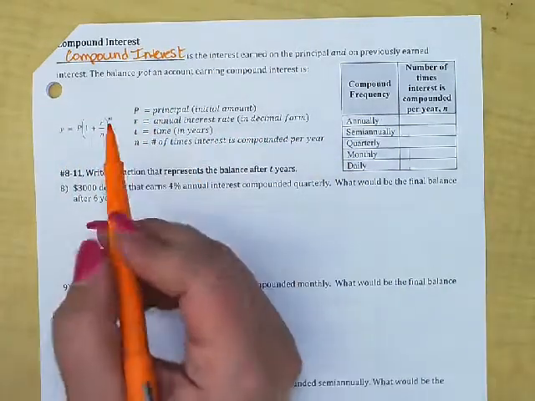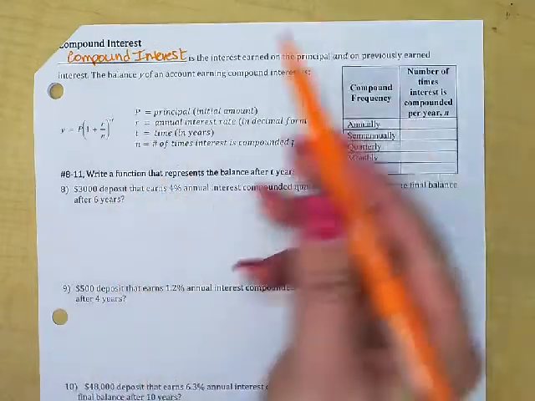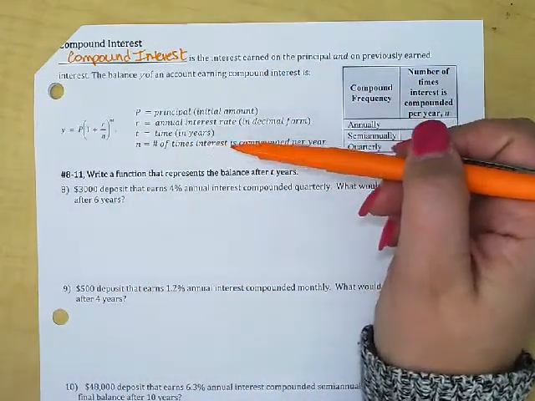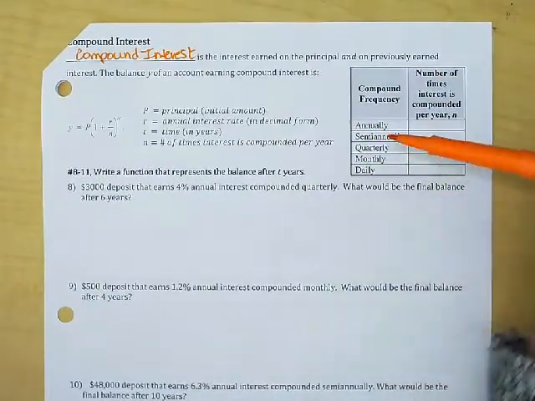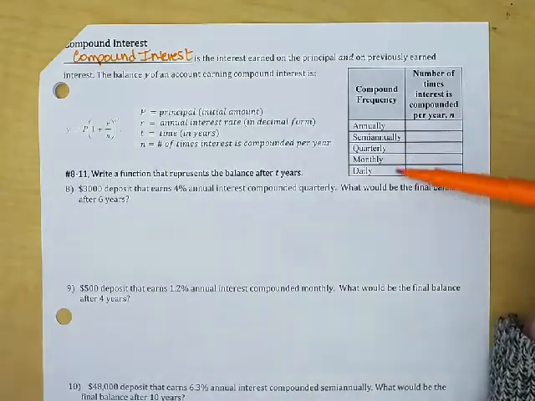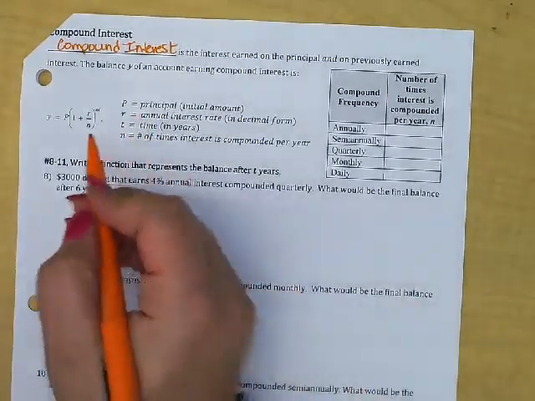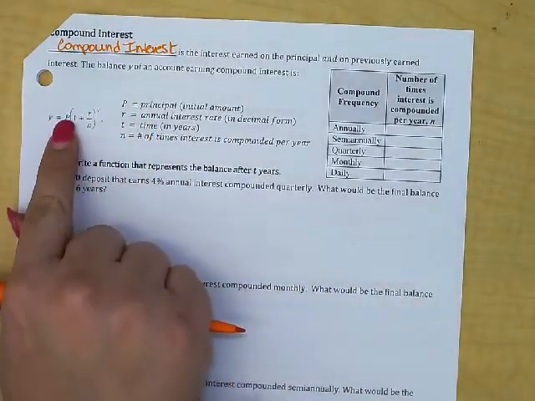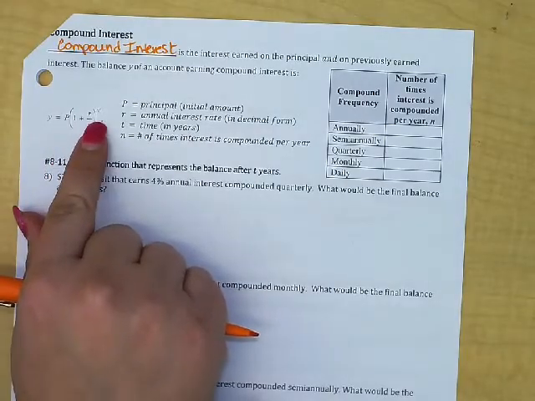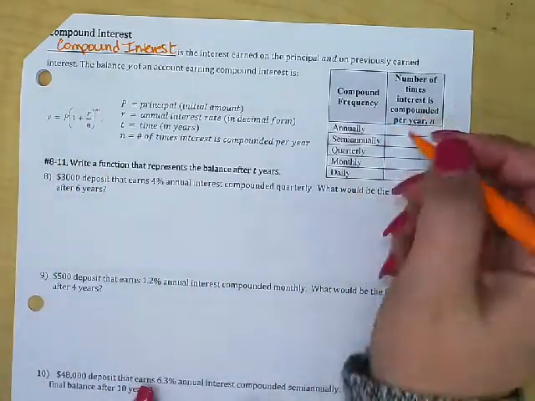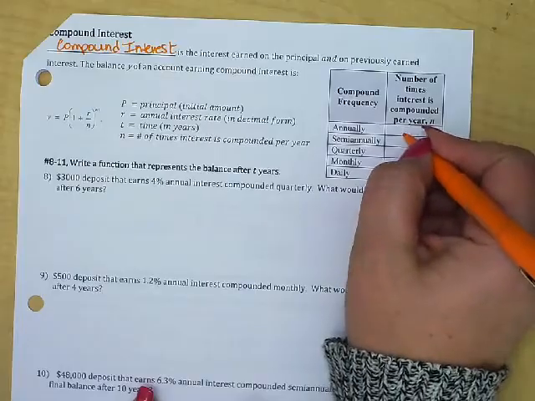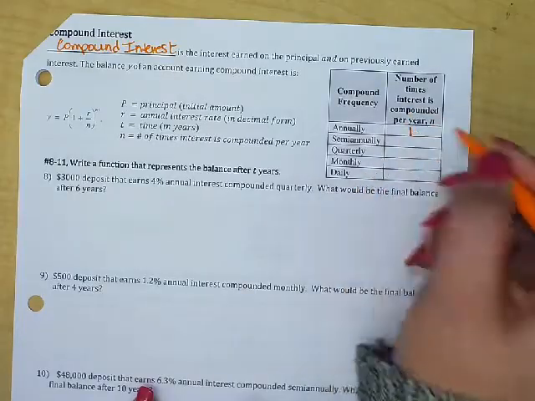The reason this looks a little different is because we now have this N value here that basically represents how many times the interest is compounded per year. That's where this table is going to come in handy. So when you first did these back in 8th grade math, most likely you did annually compounded. So it was really just a P and then 1 plus R and then a T, and that was it. That's because you were only compounding once a year, which would mean that N would equal 1.